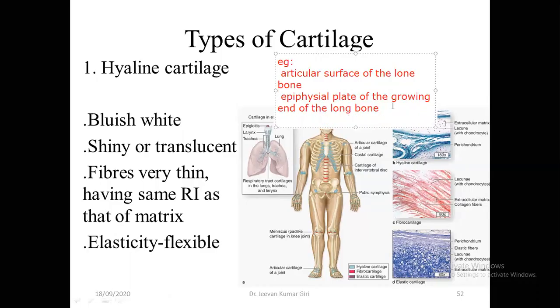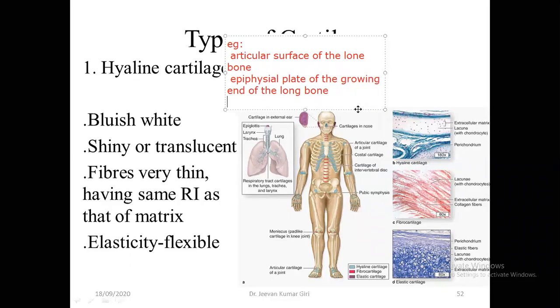Next, you will find this hyaline cartilage in the tracheal rings. The next point is the tracheal cartilage. In the trachea, there is a C-shaped cartilage that forms the trachea. That is also hyaline cartilage.